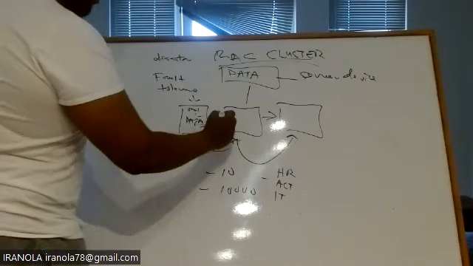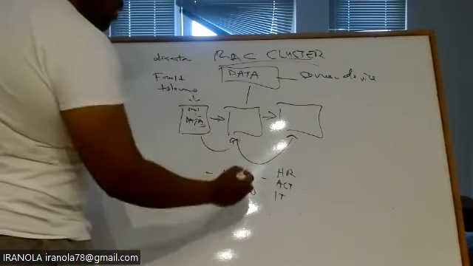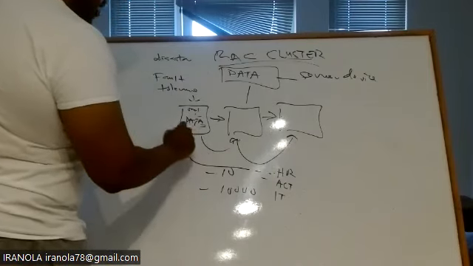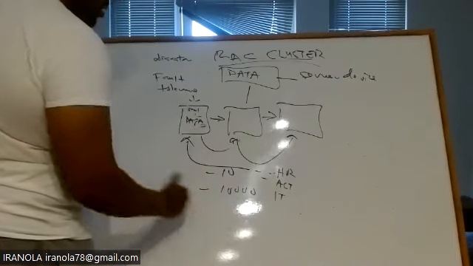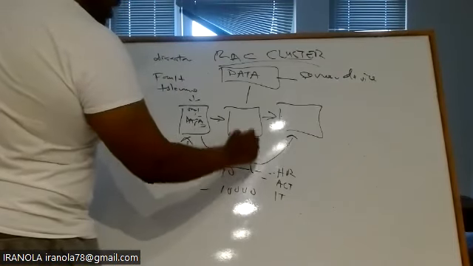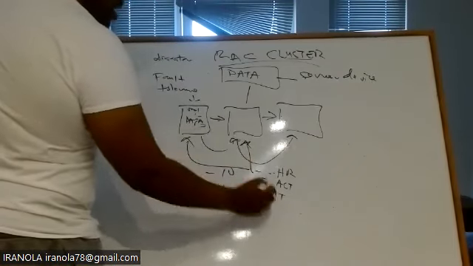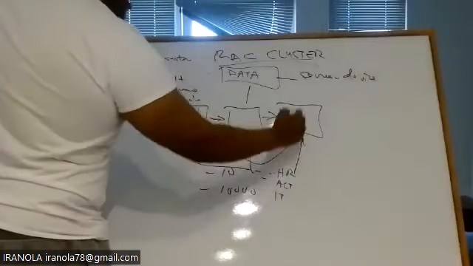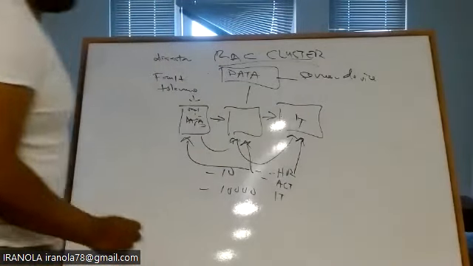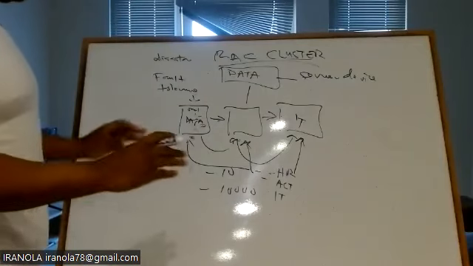So guess what? We're going to horizontally scale. HR users go here and connect to this node. Accounting departments go here. They connect to what? This node. IT guys go here. Connect to what? This node. Are you hearing me? This is what we're doing.